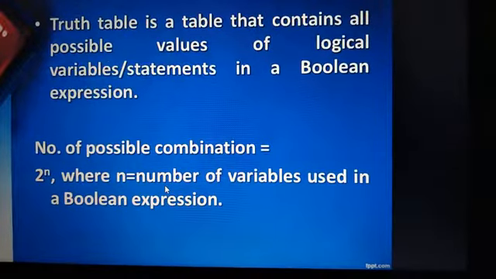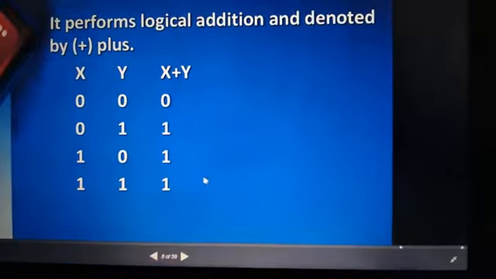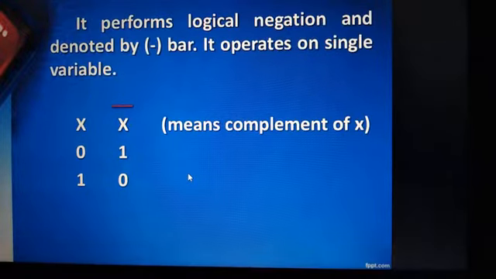Now what is a truth table? Here, now the basic thing, what is a truth table? The truth table is a table that contains all the possible values of logical variables and statements in a Boolean expression. So this is called a truth table. 0 0 0, 0 1 1, 1 0 1, 1 1 1. So this is the example of a truth table.